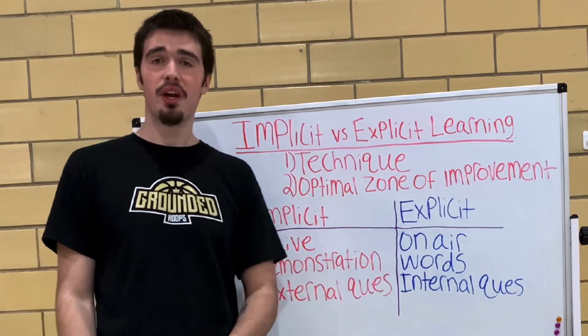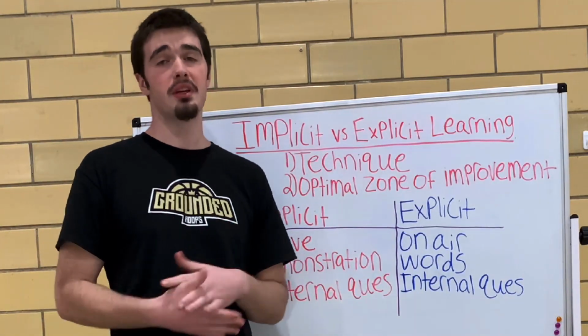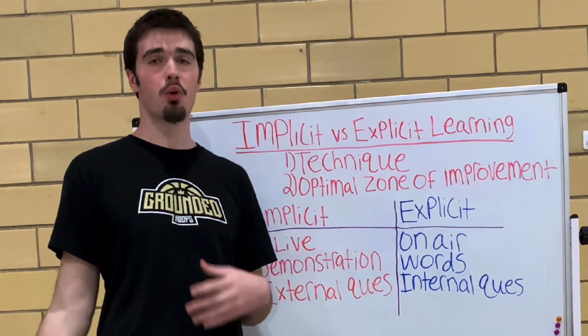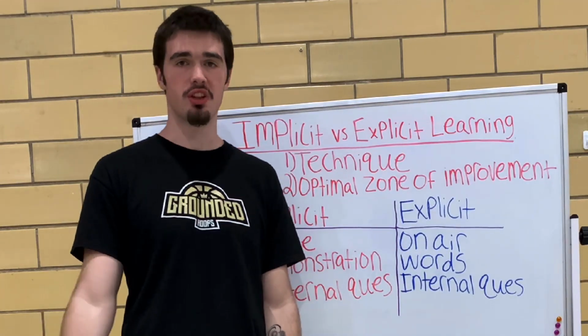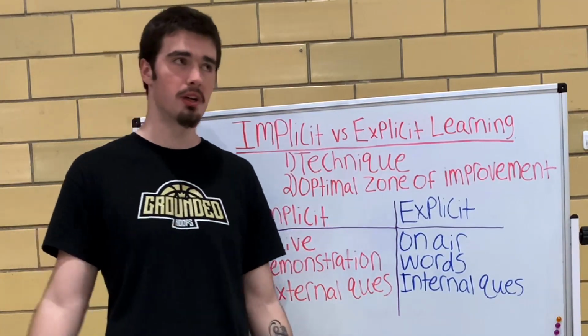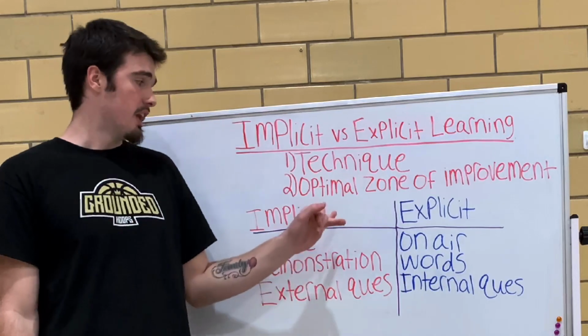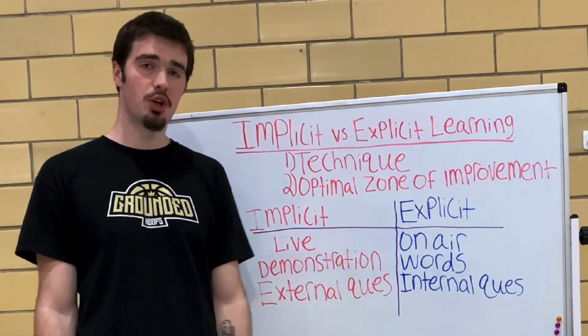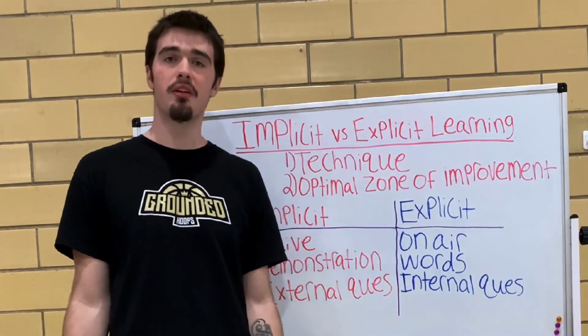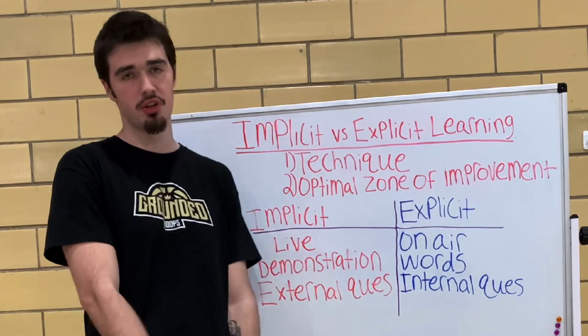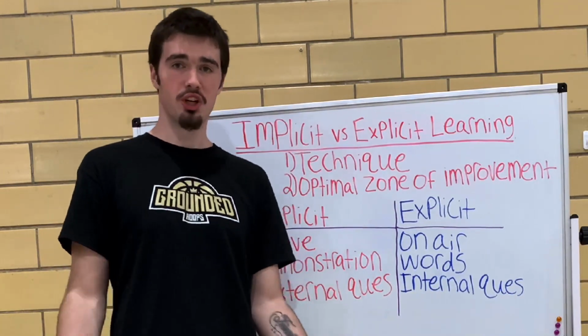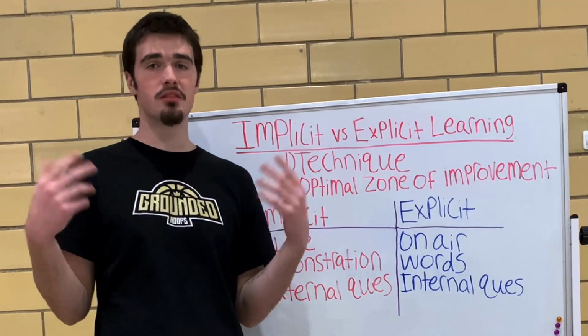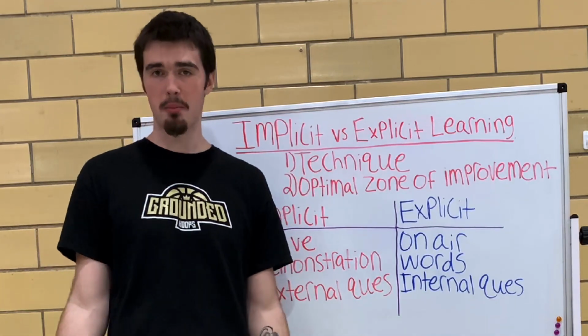So, three different ways each of them show up in workouts and ways that we can make our workouts more effective, transfer to the game better, which is what it's all about. Implicit learning shows up in workouts via live drills. Live drills allow the athlete to self-organize, which is where the magic happens.